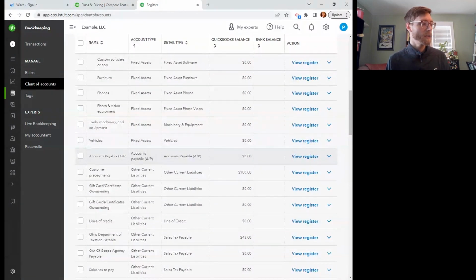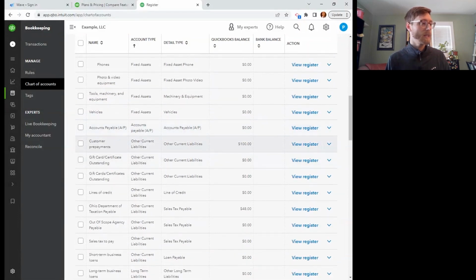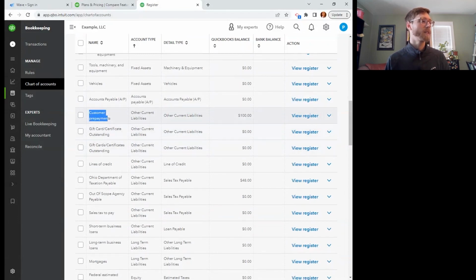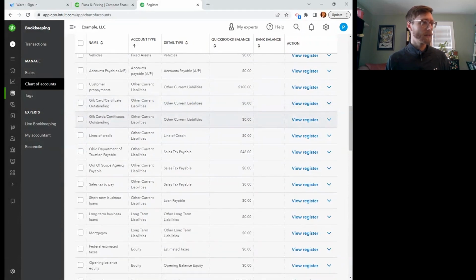And then down here, you've got your accounts payable. So we're getting into your liability accounts. These are things that you owe others. So accounts payable, right? Bills that you owe. Customer prepayment. If someone has paid you for a job or a product or service that you haven't actually provided them yet, then that dollar amount of what you owe them in products or services is recorded here. And you can see I've got a gift card / certificate outstanding account.